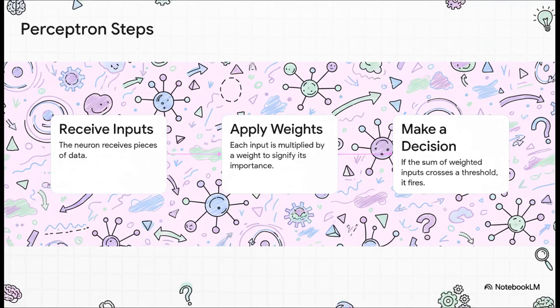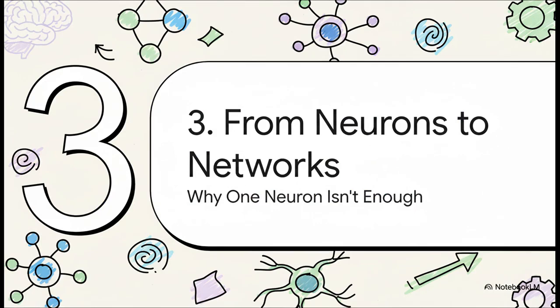So let's walk through this real quick. Step 1. The neuron gets some inputs, just pieces of data. Step 2. It applies a weight to each of those inputs. Now, you can think of these weights as little tuning knobs for importance. Some inputs just matter more than others, right? And finally, step 3. It adds everything up, and if that total crosses a certain line, boom, it fires. A decision is made. Now, a single neuron, that's a neat trick, but on its own, it's actually pretty limited.